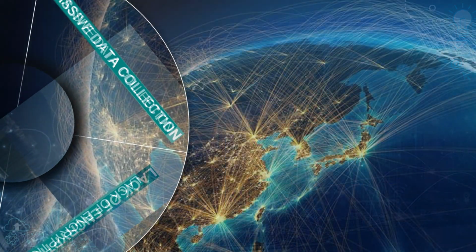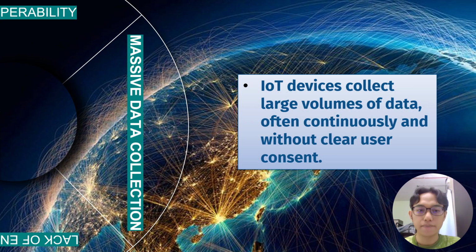Number 3, massive data collection. IoT devices collect data from large volumes, often continuously and without clear user consent. For example, smart TVs may constantly listen to our conversations, capturing more than just what is intended.